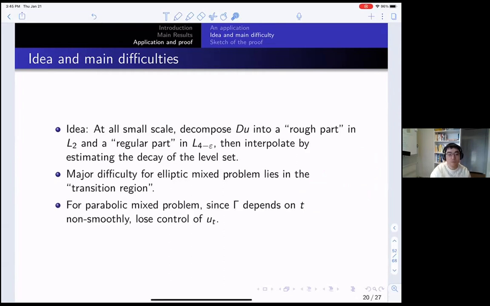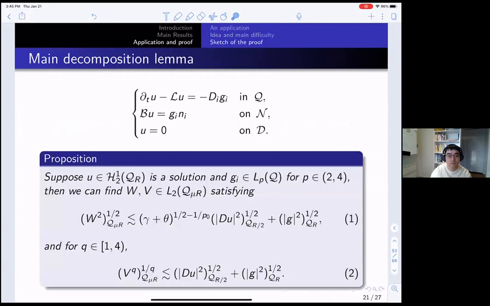And for the parabolic problem, another difficulty is that, since this gamma depends on t in a non-smooth way, we lose control of u_t, so we also need to deal with that. But the main idea is just this interpolation argument. The main technical part of this proof is this decomposition lemma, and most of this paper is devoted to this lemma.